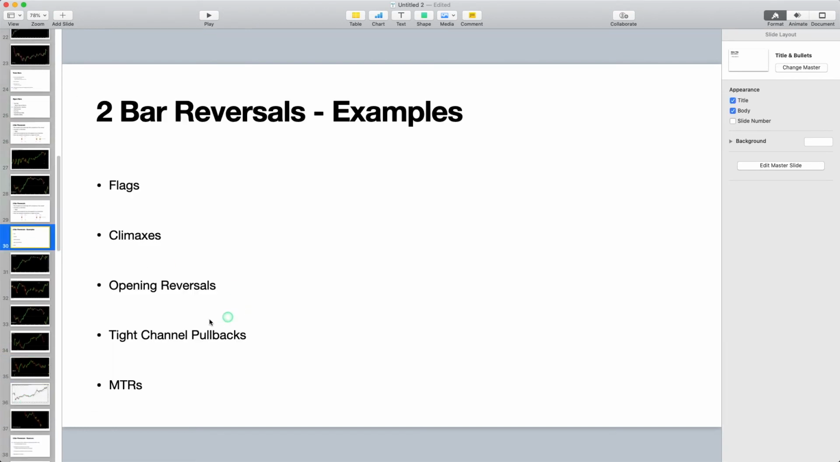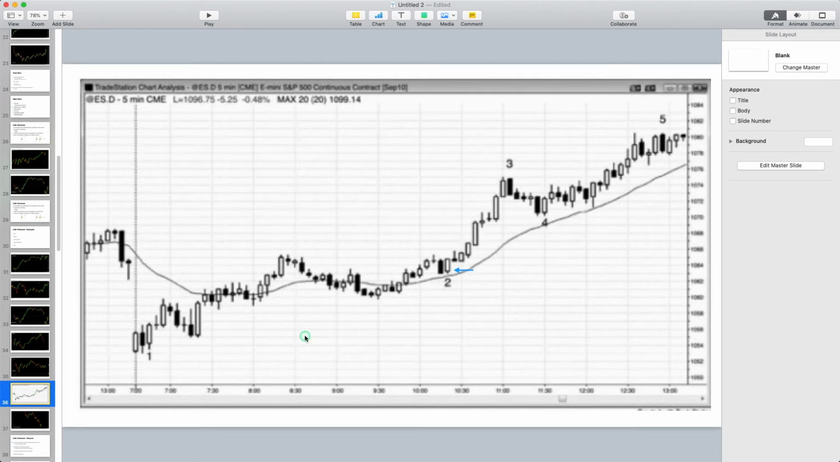Here's an example of a tight channel pullback. So we have a double bottom bull flag, we have a tight bull flag, a moving average gap bar, and this is a tight channel breakout. We get a bear bar, so bear breakout, bull breakout. This is a bear trap. Some bulls will buy above the bull bar, which is the 2-bar reversal. Some will wait for a breakout pullback, and they'll buy above that bull bar there.